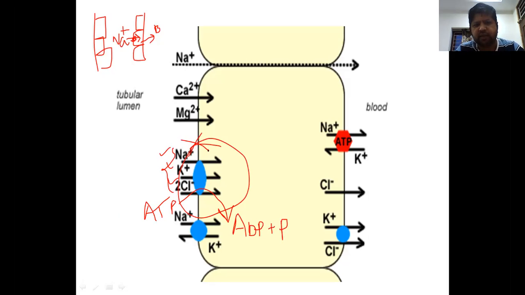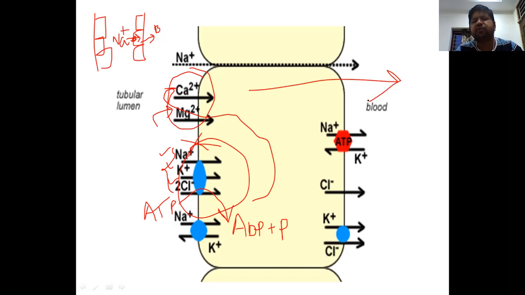But here the point is, the energy produced when ATP is broken down into ADP is indirectly utilized by these two ions, calcium as well as magnesium. By utilizing this energy from the hydrolysis of ATP, calcium and magnesium will also be reabsorbed, first into the cell, and from the cell into the blood.